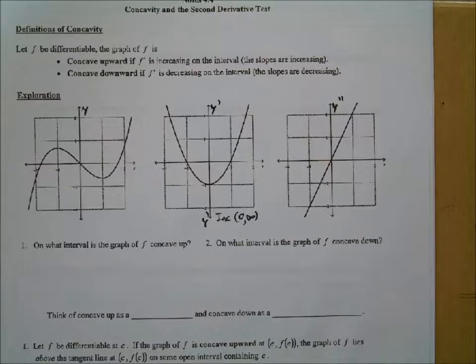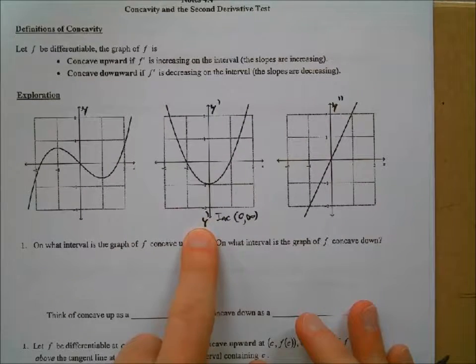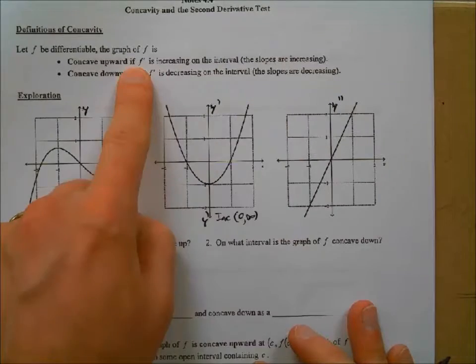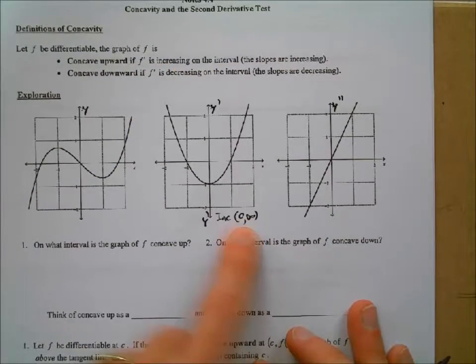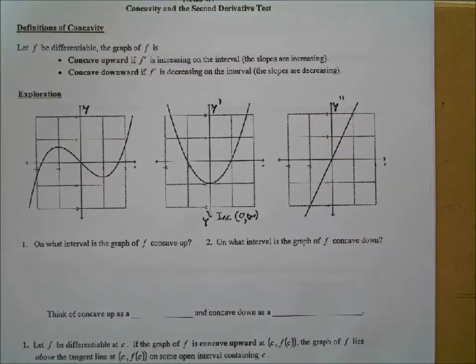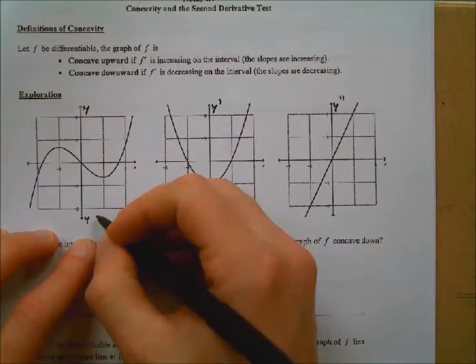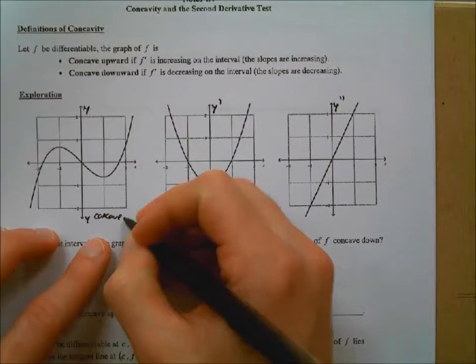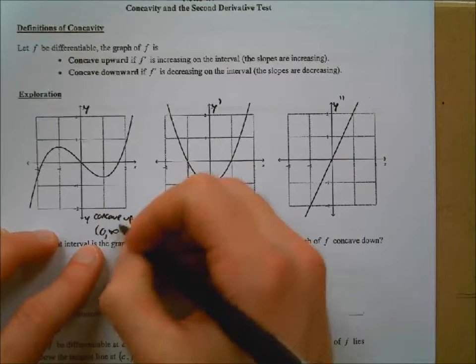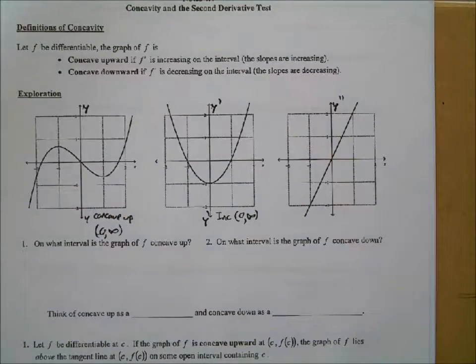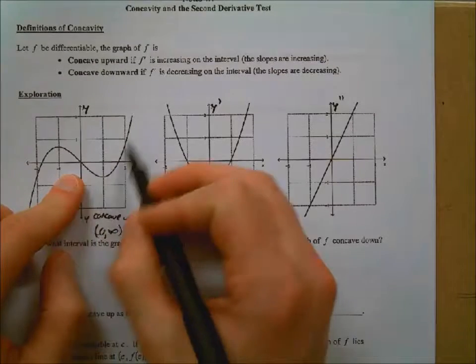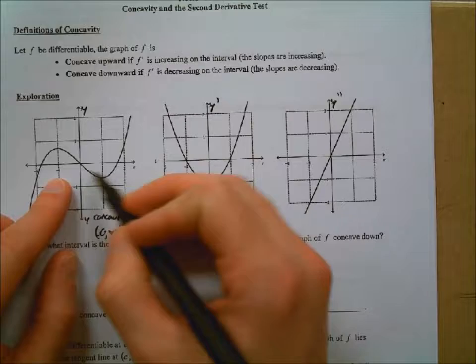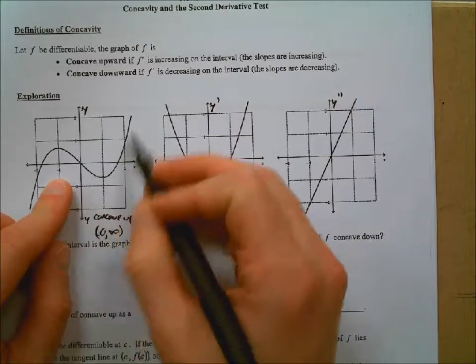Okay? Y prime is increasing from 0 to infinity. So since y prime is increasing from 0 to infinity, in other words, f prime is increasing on this interval, then where will we say our function is concave upward? For what interval? The same interval, 0 to infinity. So y is concave up from 0 to infinity. This behavior from 0 to infinity, that's called concave up.